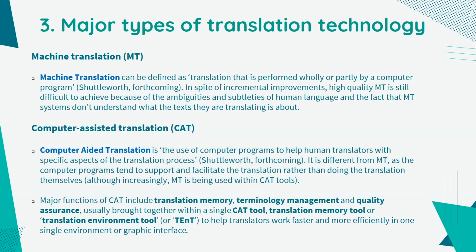The major functions of CAT tools include translation memory, terminology management, and quality assurance. And they usually are brought together within one single CAT tool. We call it a translation memory tool or translation environment tool. It is used to help translators work faster and with more efficiency in one single environment. And it is presented in a friendly graphic interface for translators to use.